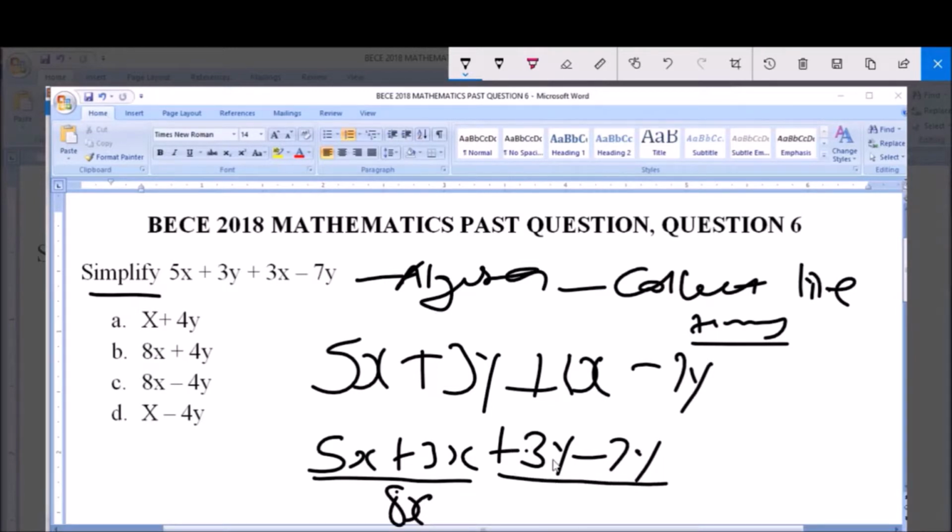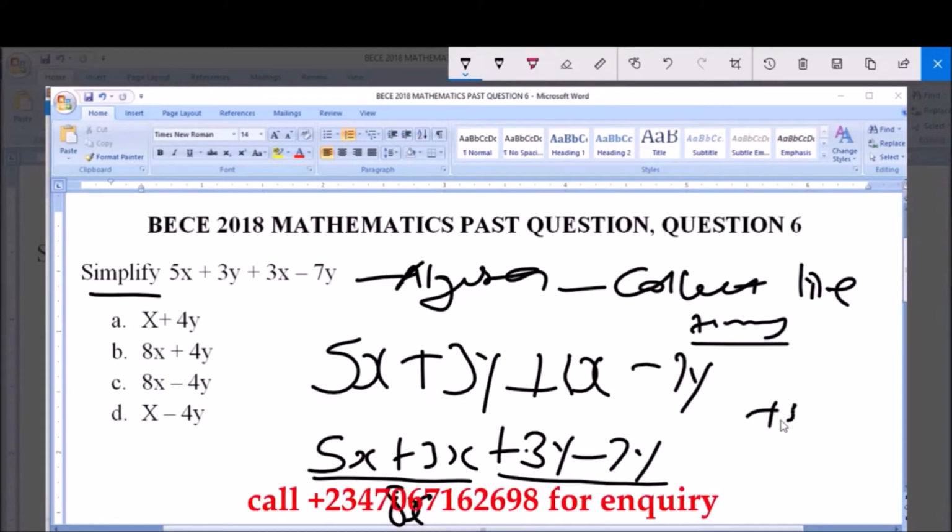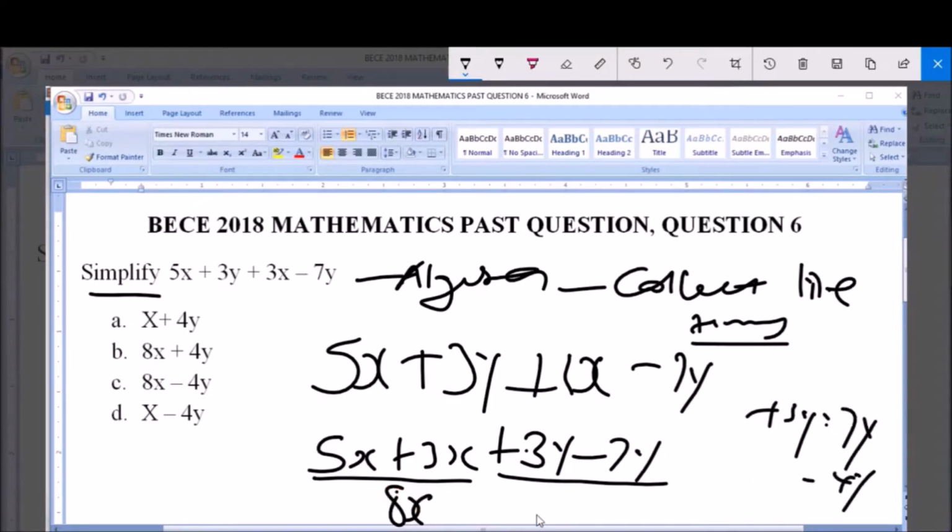Now we have +3y, which is a positive integer, and we have -7y, which is a negative integer. Now +3y - 7y will give us -4y. So therefore we have 8x - 4y. Why is this so? This is because -7y is a negative integer, and so when you add 3 to -7, you have -4. 5x + 3x will give us 8x - 4y. Now this is our answer.